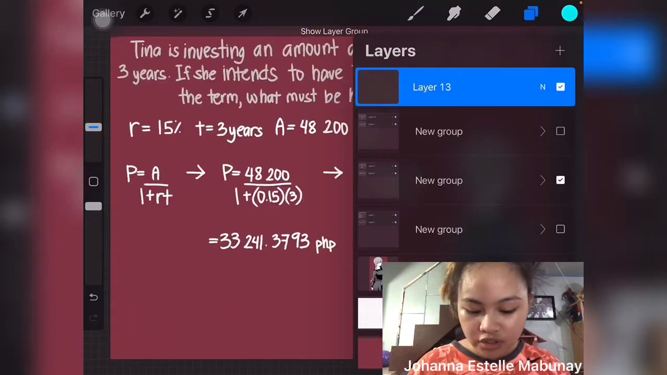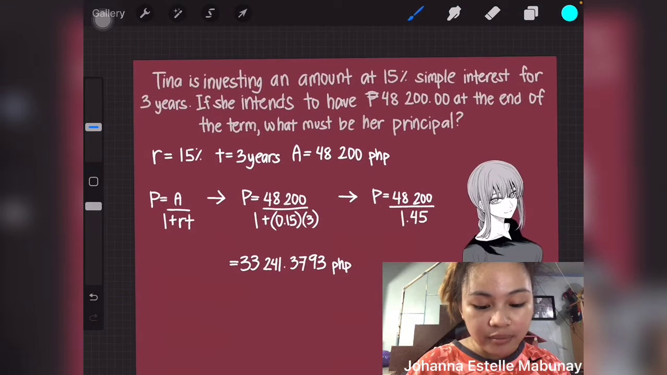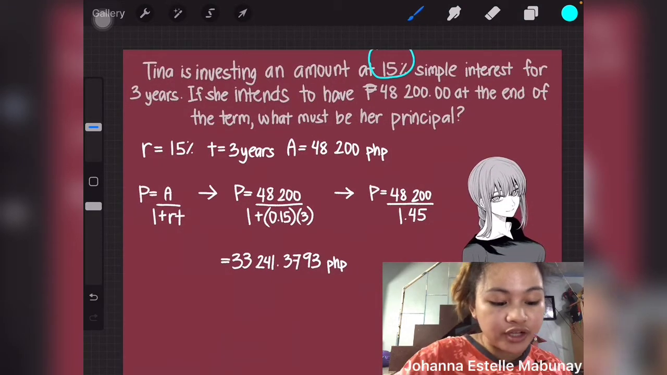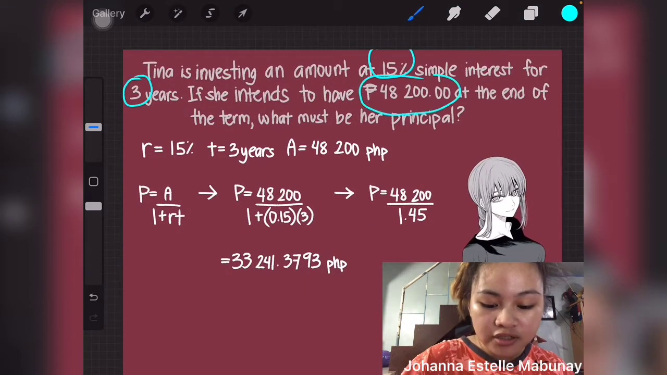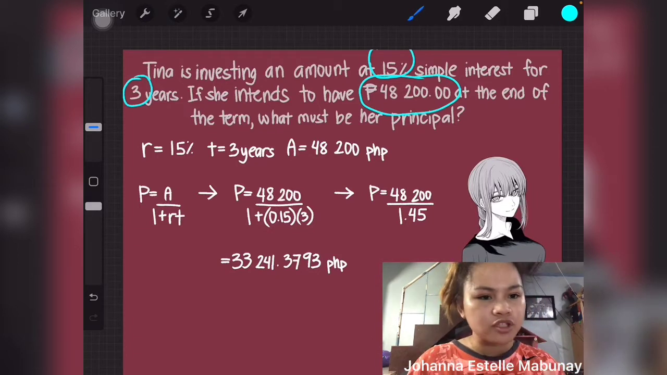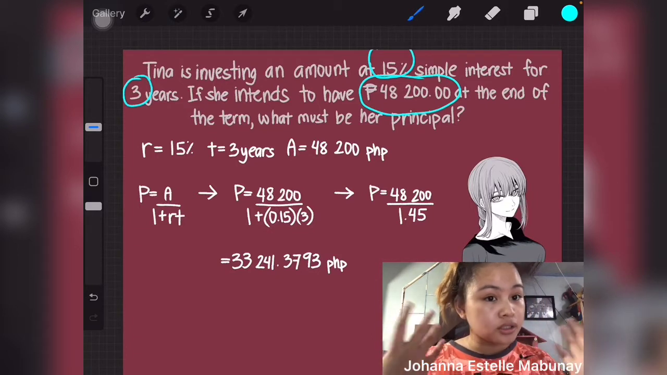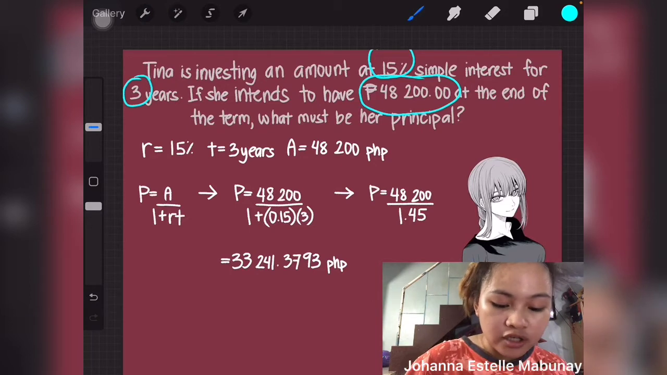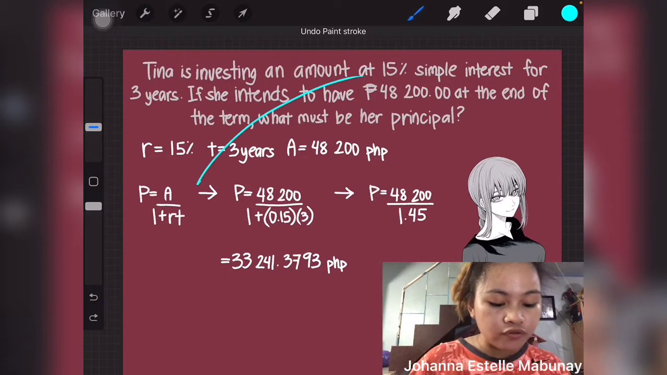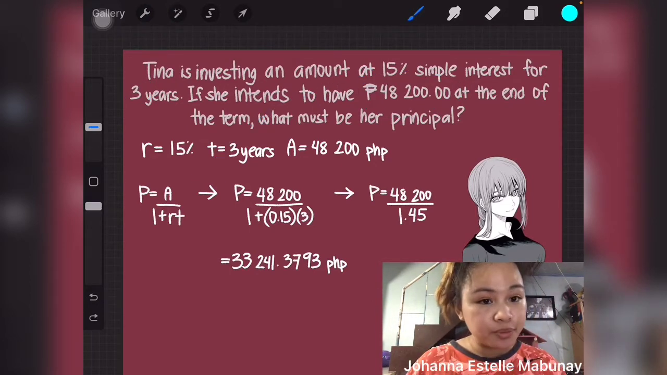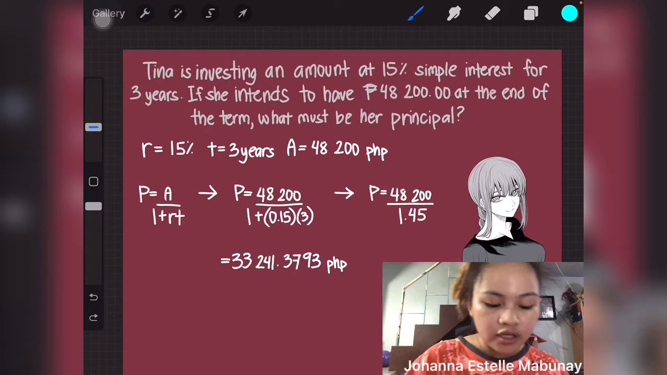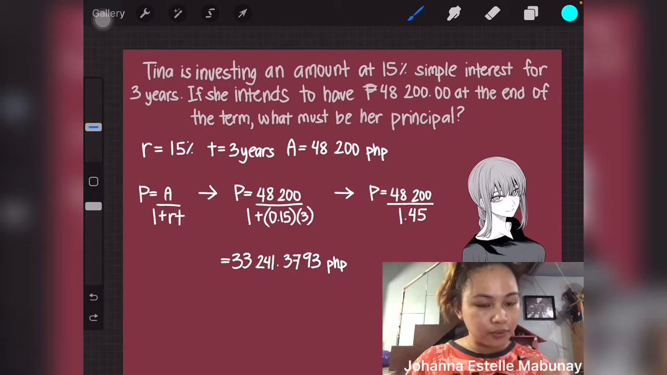So fourth question. Tina is investing an amount at 15% simple interest for 3 years. If she intends to have 48,200 pesos at the end of the term, what must be her principal? So I've encircled the given, and we're going to input the given into our formula. So since we're finding the principal, our formula is P is equal to A divided by 1 plus RT. So we're going to input all the given, and this is the one with the given.